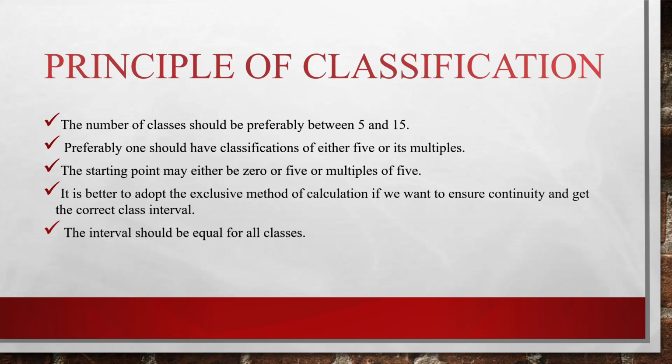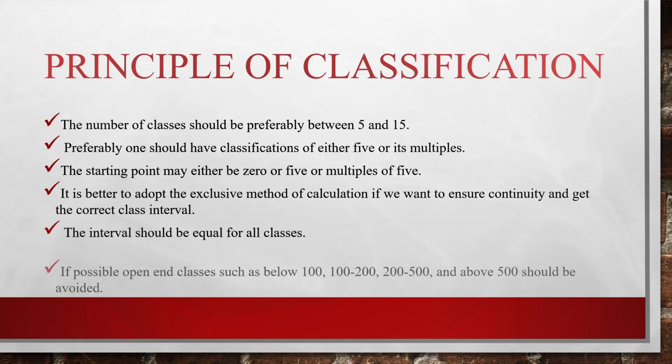And the interval should be equal for all classes. That means the class interval should be equal. Then only we can make a proper analysis of the data. If one class's interval is like this, 10 to 20, and the next comes to 20 to 50, so there is no uniformity in the class interval, so it should be avoided.